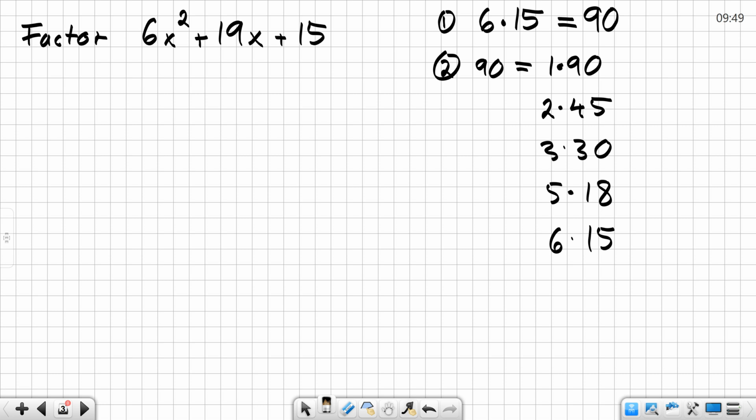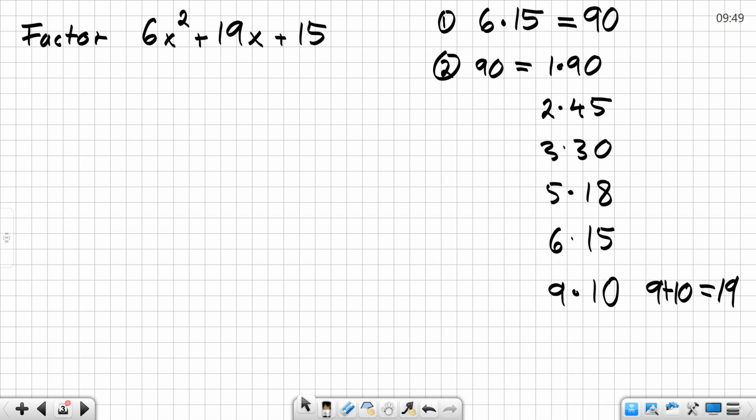What else do we have? 60 plus 30, yes. And 7, no. Does 8 go in there? No, 8 does not go in there. 9 goes in there. Oh, dear Lord. Yes, of course. 9 times 10 is 90. And 9 plus 10 is 19.